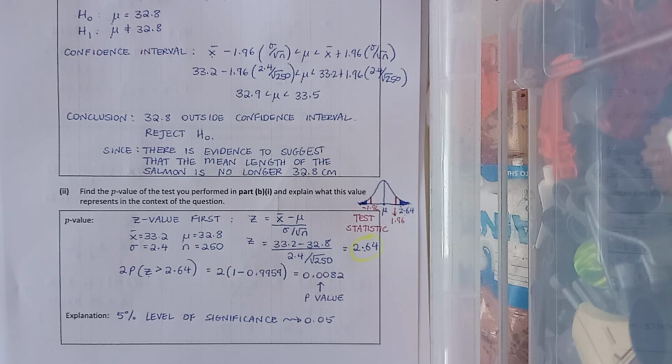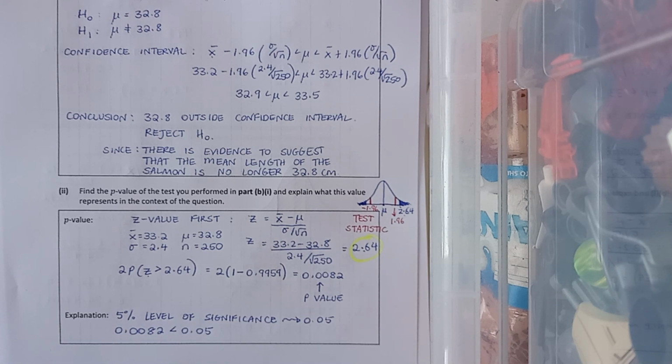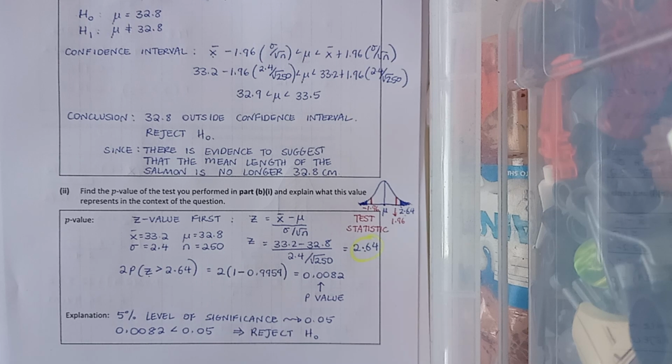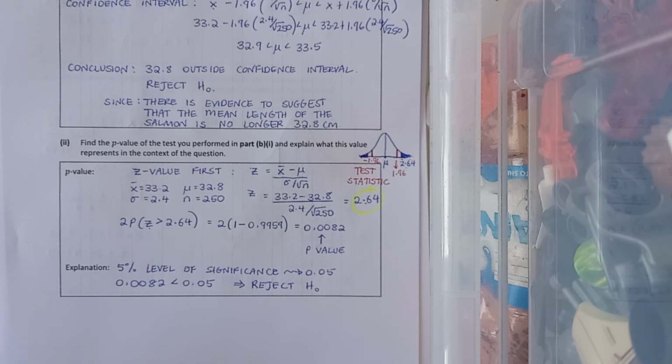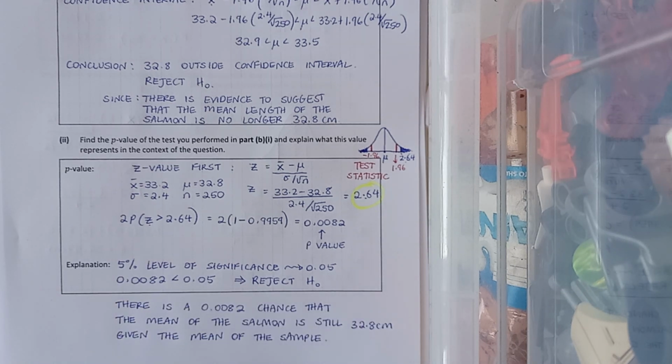So in this case, I first of all note that the p-value that I got is less than 0.05. And this means that I reject H0 from part 1 of the question. And then to relate it back to our question again, we can say that there is a 0.0082, so that's less than 1% chance that the mean of the salmon is still 32.8 centimetres given the mean of the sample.